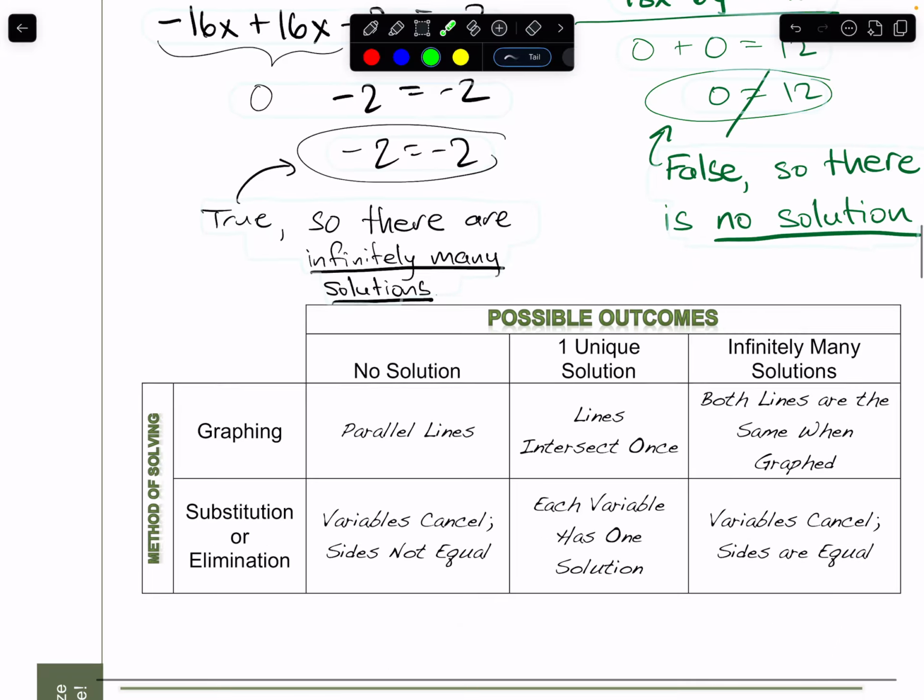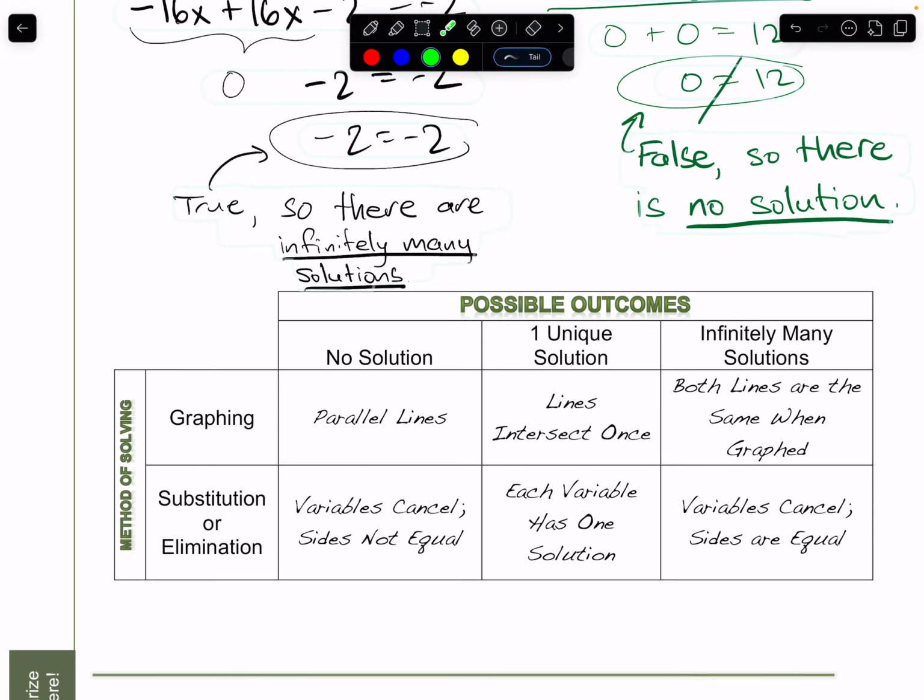And then here is a table just to sum up what you've learned so far in this lesson. So if you're graphing, then these are the 3 cases. You could either have parallel lines that never cross, you could have lines that intersect once, and then there's one point, one solution, or you could have the same line graphed on top of itself, and every point on the first line is also a point on the second line, and that would be when there's no solution, one solution, or infinitely many solutions, respectively.